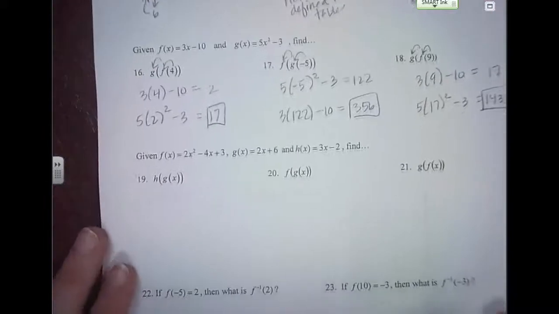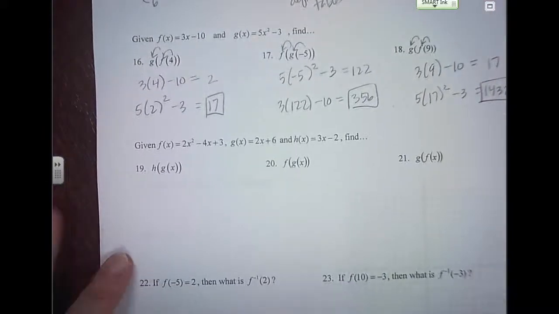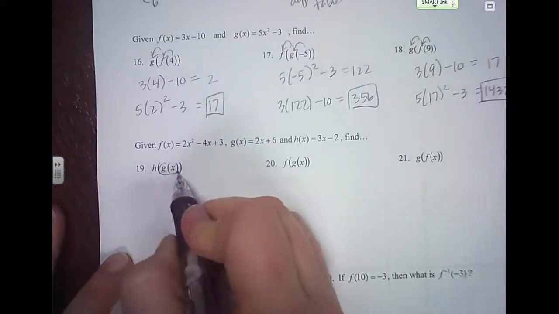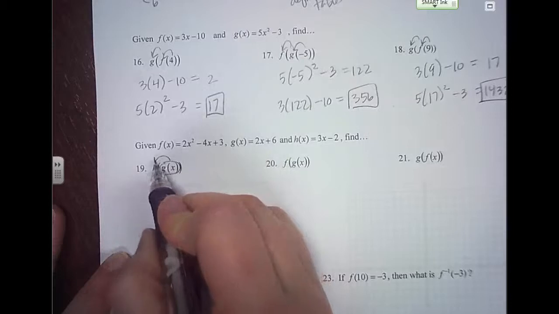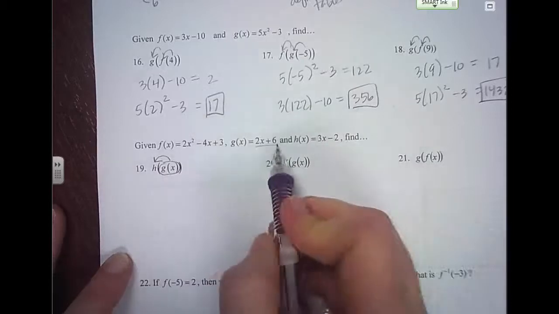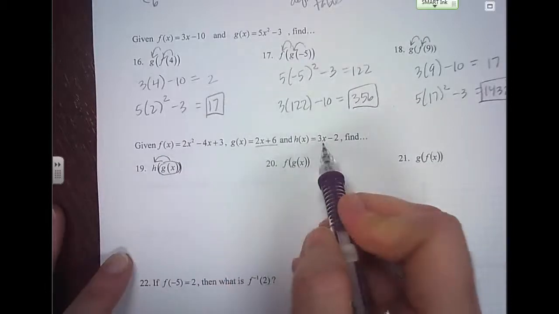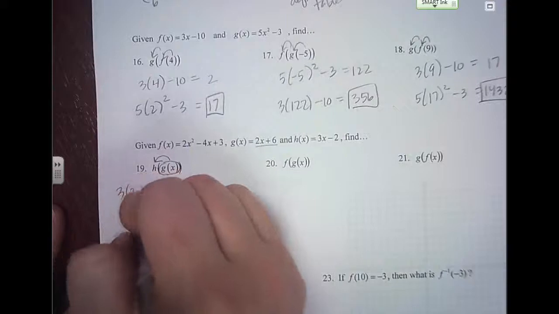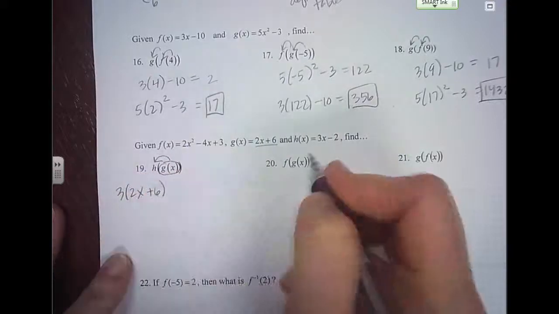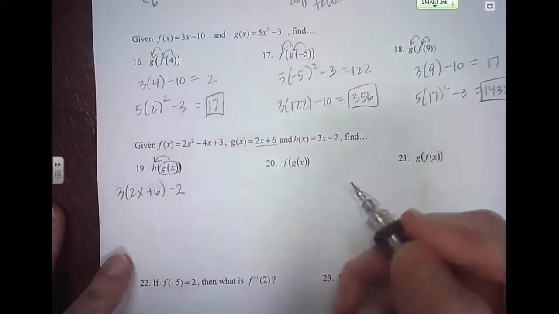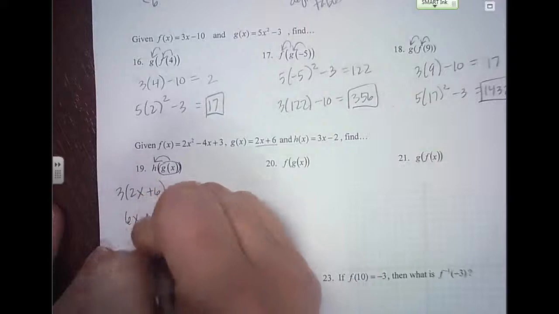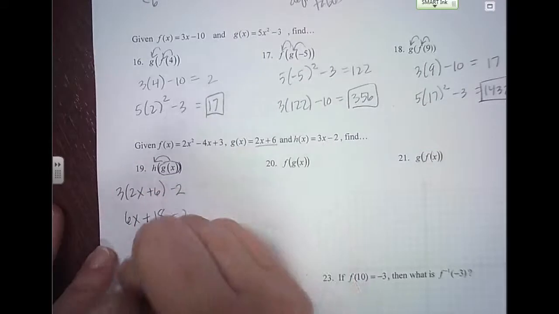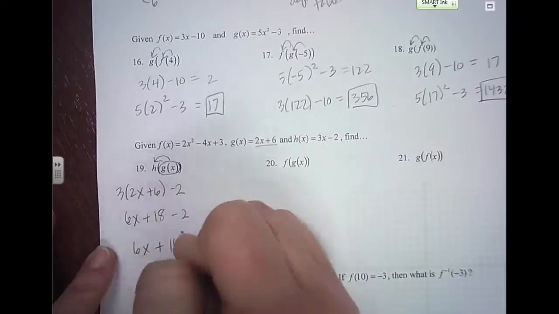Okay, number 19. So now there's no number here, so we're going to take the entire G equation, put it into H. So the G equation is 2x plus 6. I'm going to put it into the x in the H equation. So I put 2x plus 6 into the x. So let's distribute. 6x plus 18 minus 2 becomes 6x plus 16.